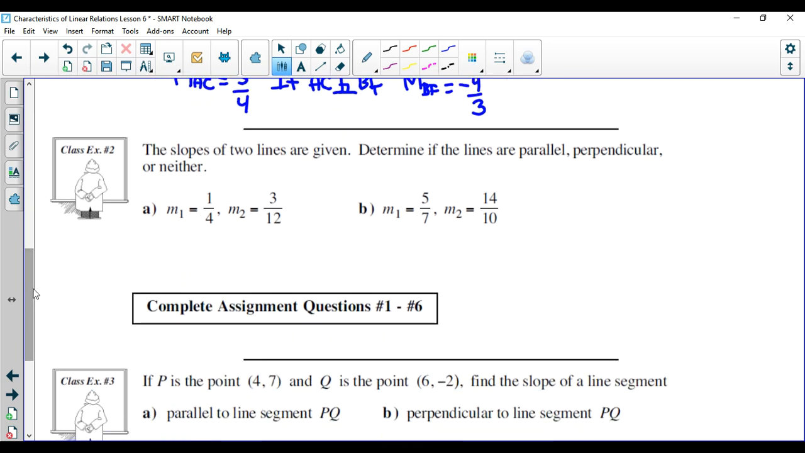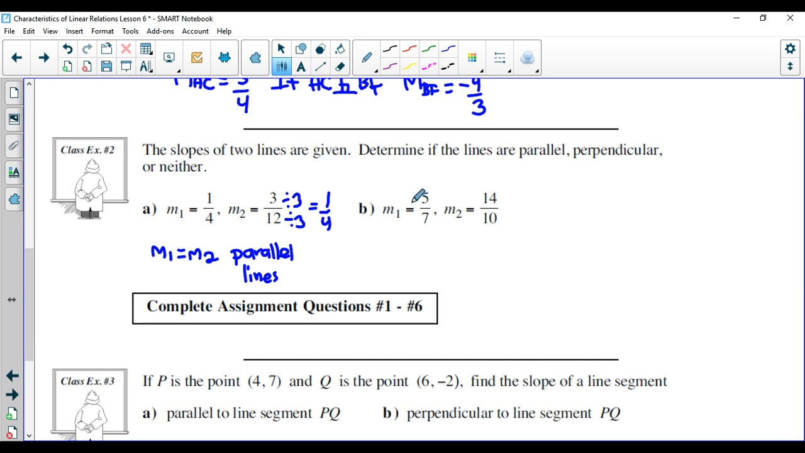Okay, second example. It says the slopes of two line segments are given. Determine if they are parallel, perpendicular, or neither. M1 has a slope of 1/4. M2 has a slope of 3 over 12. Well, if you divide the top and the bottom by 3, this would give you 1/4. If M1 is equal to M2, it means that they're parallel line segments. Parallel lines.